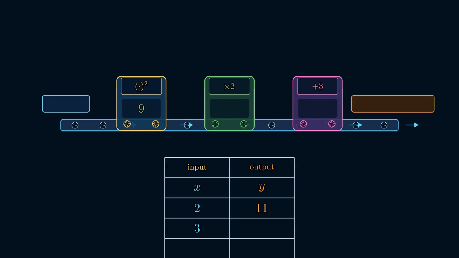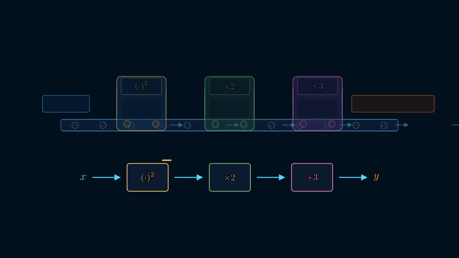Start with 3. 3 squared is 9. 9 multiplied by 2 is 18. 18 plus 3 is 21. So 3 becomes 21. Start with 5. 5 squared is 25. 25 multiplied by 2 is 50. 50 plus 3 is 53. So 5 becomes 53. The table gives the pairs. When x is 2, y is 11. When x is 3, y is 21. When x is 5, y is 53.